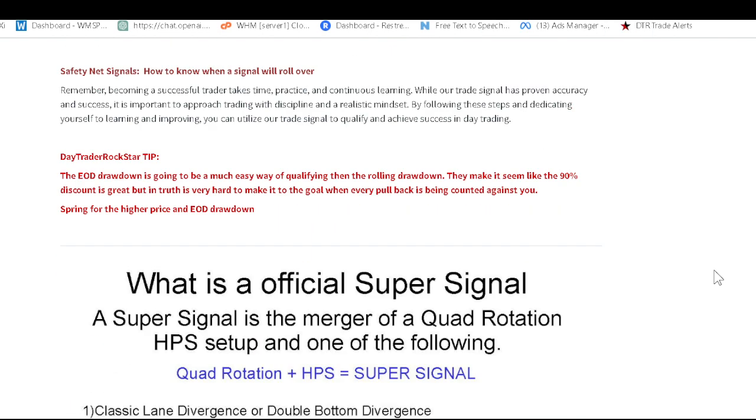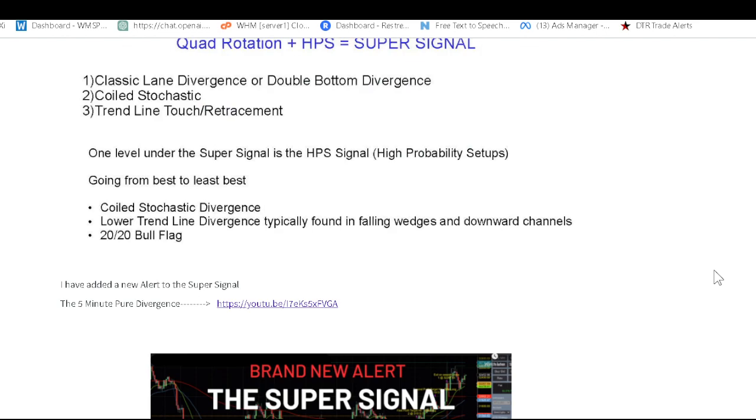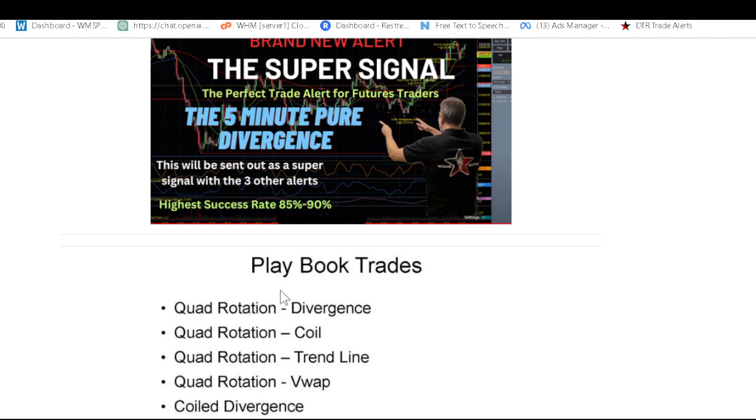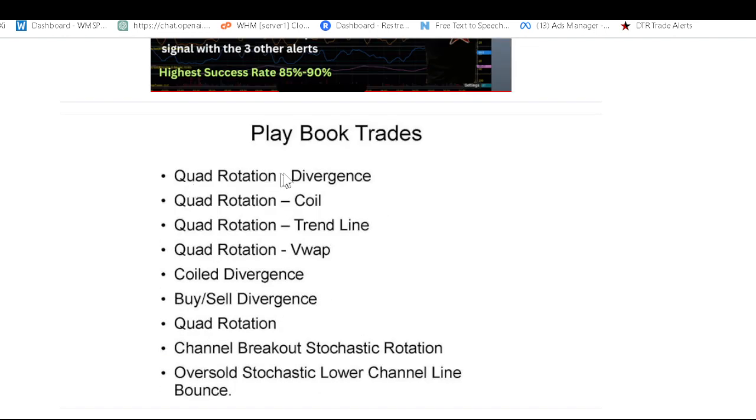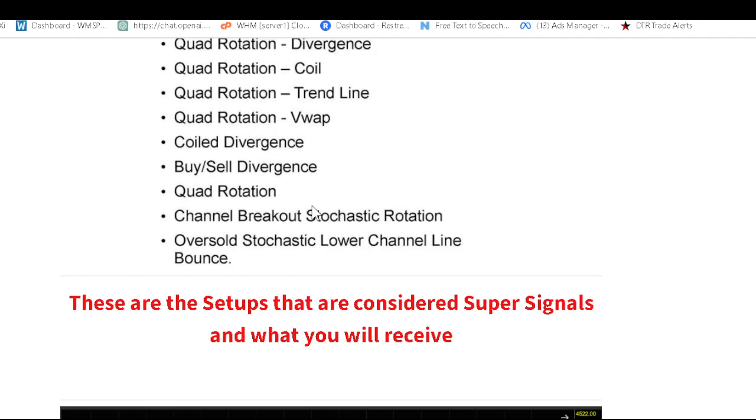We talk about the super signal and what the super signal is. Now, I have an ad; I want to add some more stuff on here, but this is the playbook trades, the quad rotation divergence, that you're getting as a super signal. The quad rotation coil, that shows up; I'm going to be announcing that one. The quad rotation trend line, we saw that today. Quad rotation VWAP, coil divergence, buy-sell divergence, quad rotation channel breakout, stochastic rotation, oversold stochastic, lower trend line bounce. A lot of these actually set up today, and these are the ones that you'll probably hear me talk about.